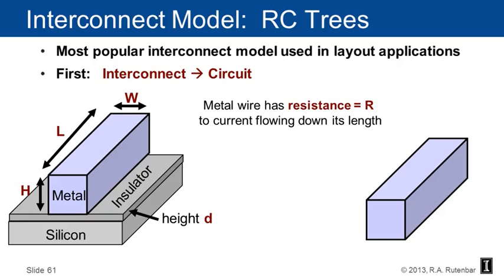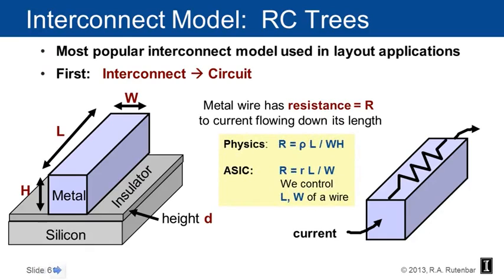So the first thing, in order to take this hunk of metal, it's just a great big purple metal bar, as I've drawn it, is to acknowledge that the metal has a resistance to current flowing down its length. So if you take some current, and you put it in one end and it goes through the wire, it comes out the other end, there's a resistance, right? So that's what that zigzag line is. And in physics, we can write a formula for that resistance. So that resistor value is rho, which is a material constant, times the length of the wire divided by the width times the height.